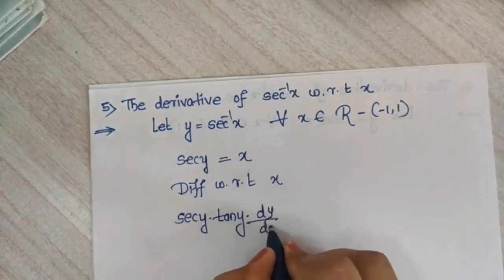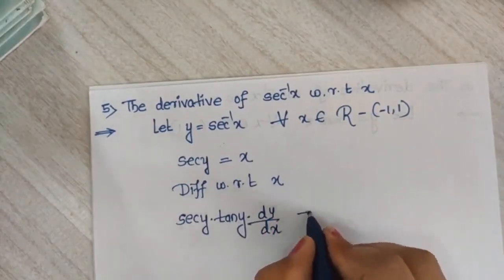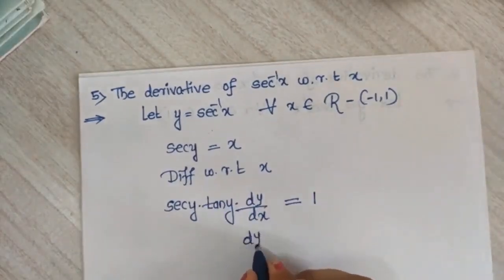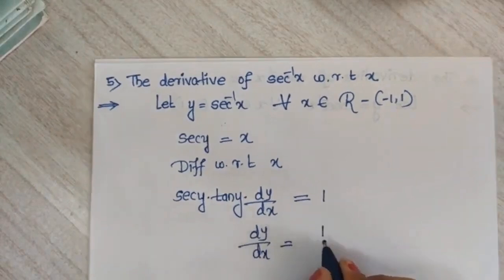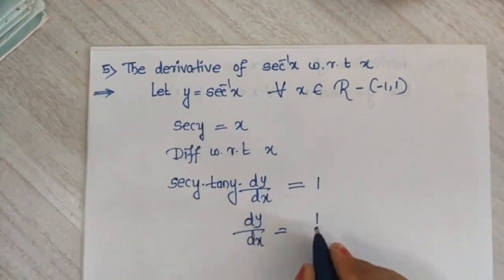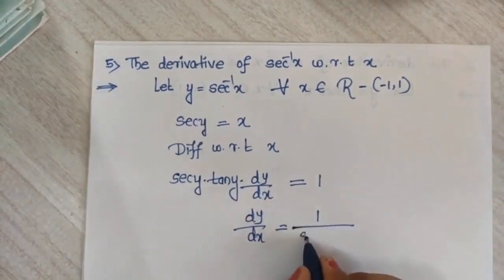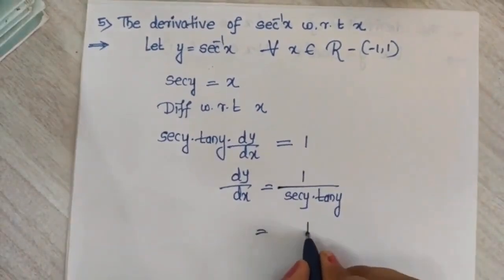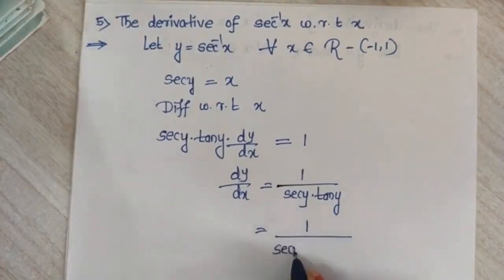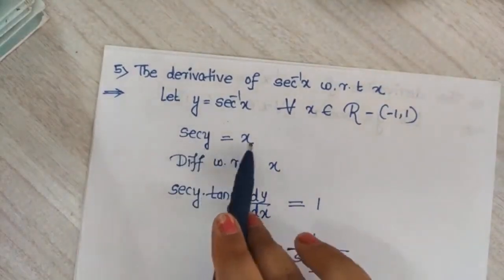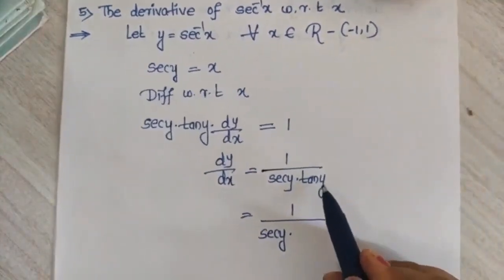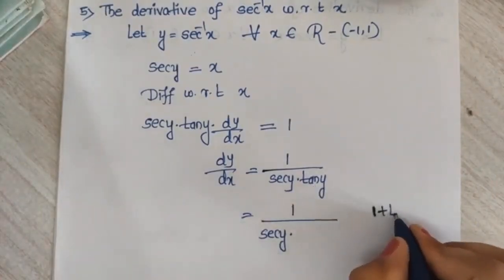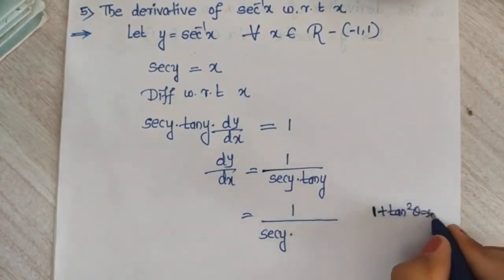Dy by dx, because we are differentiating with respect to x, is equal to differentiation of x with respect to x, which is 1. So dy by dx is equal to what you will get? These two terms you bring to the right hand side, it comes to the denominator. You will get 1 divided by sec y into tan y. Now, we know here sec y value, that is x. Here we are having tan, so I'll replace this tan in the form of sec again by using the same identity, that is 1 plus tan square theta is equal to sec square theta.